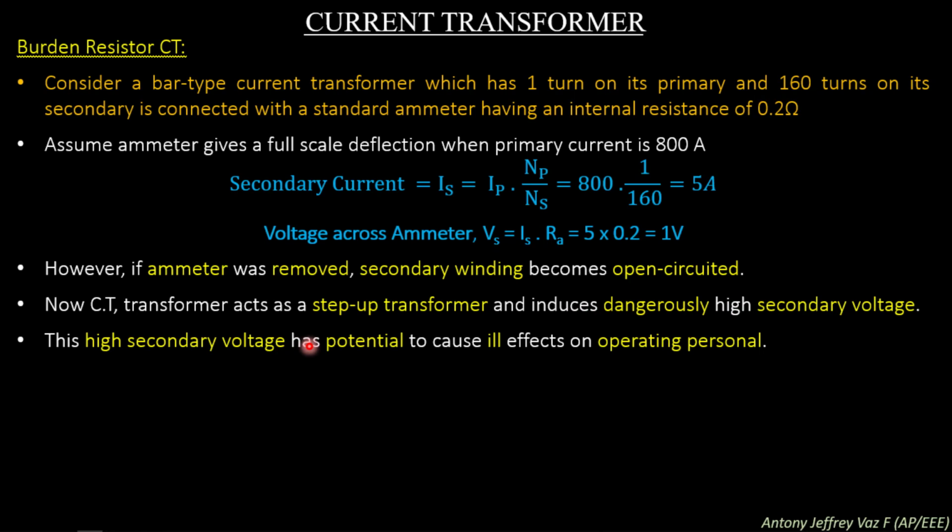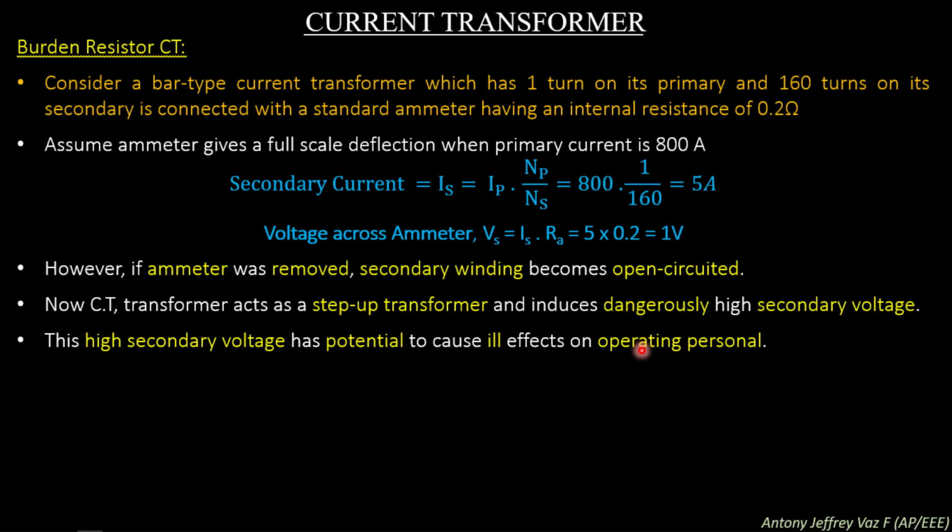This high secondary voltage has potential to cause ill effects on operating personnel. If the current transformer secondary is opened suddenly or the connected ammeter is removed, then at once very high dangerous secondary voltage will be created in the secondary terminals, and this very high dangerous voltage will appear across the metering panel, where the person will be sitting and watching the ammeter.